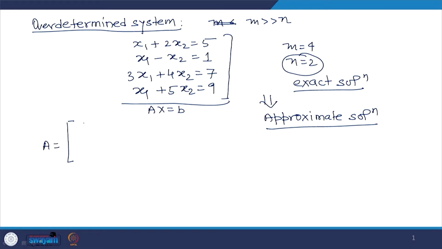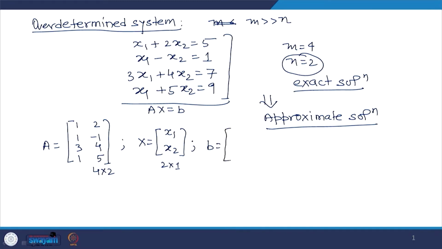where A is 1 2, 1 minus 1, 3 4, 1 5, coming from the equations. Similarly, x will be the unknown vector, x1 and x2. So it is 4 by 2, it is 2 by 1, and what is my b? b is the given right hand side vector: 5, 1, 7 and 9. In the case of an overdetermined system, the coefficient matrix A is a skinny matrix, that is, we have more rows than columns.